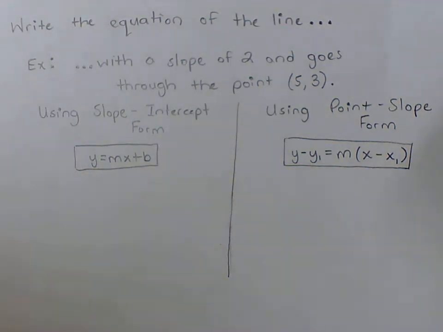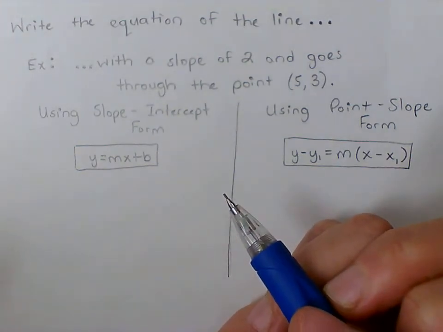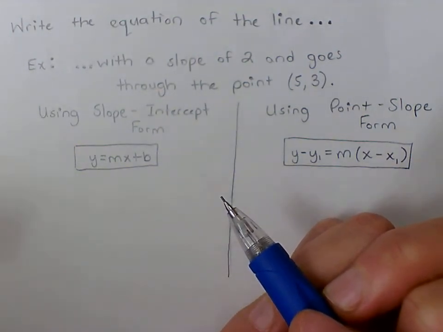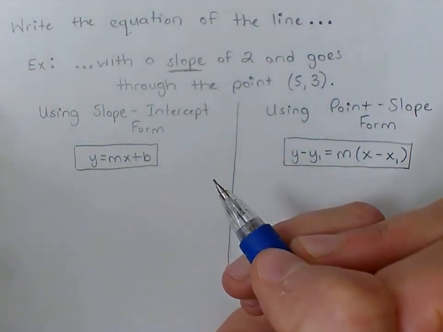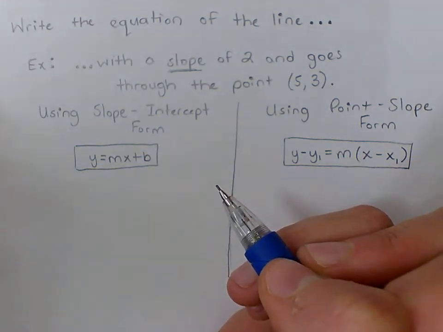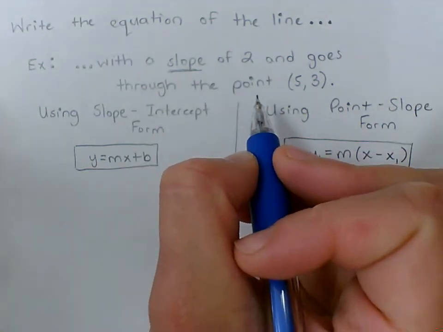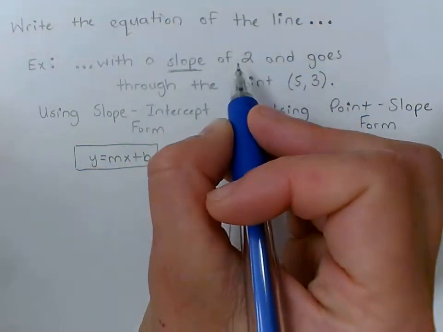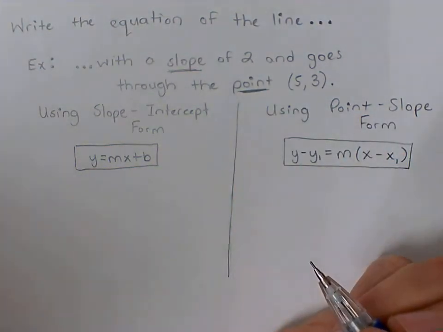No matter what information they give you, you're going to learn that you can always write the equation of a line as long as you find 2 pieces of information. And those main 2 pieces of information that you need are the slope of the line, so you're going to have to find that somehow. If they give you the graph, remember you can find the rise and the run, because slope is rise over run. And then you have to find a point that the line goes through. If you have those 2 pieces of information, you can write the equation of the line.